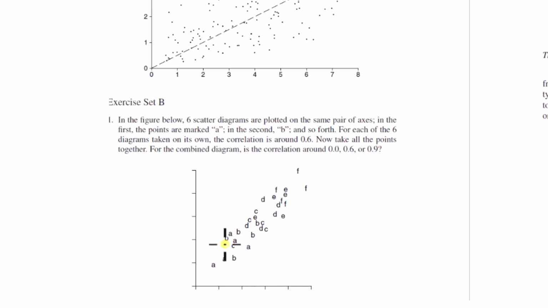So, what they're saying is you could have one scatter plot with all the A's, another separate scatter plot with all the B's, another separate scatter plot with all the C's, but then you could bring them all together. Each of those scatter plots separately has correlation around 0.6. Now, if you bring them all together, what's the correlation going to be? Well, we can see that as a group, we're going to get a bigger range than we would for each of these separately.